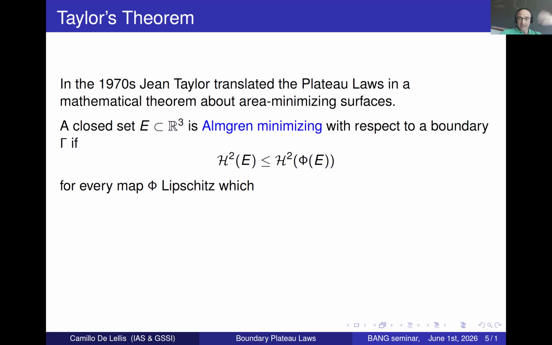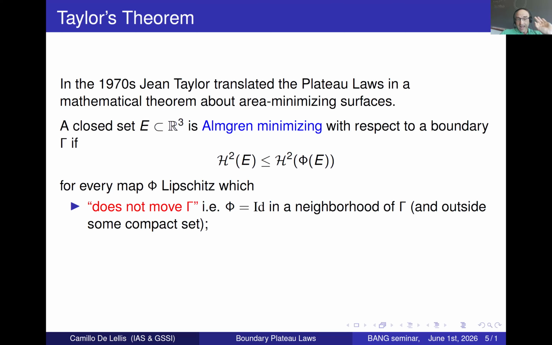Now, the Lipschitz map phi with which you test the minimality has to satisfy a couple of conditions, because otherwise this would be false if I take a Lipschitz map which puts everything into a point. The Lipschitz map is required not to move your boundary gamma, which means that Almgren requires phi to be the identity in a neighborhood of gamma, and also outside of a compact set, so that you don't move things which are outside.